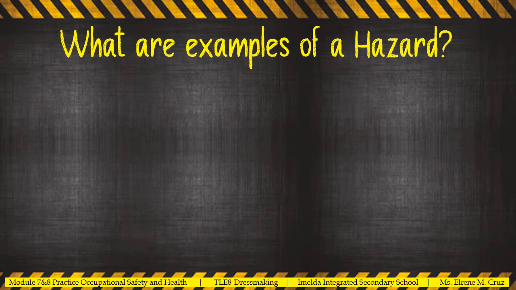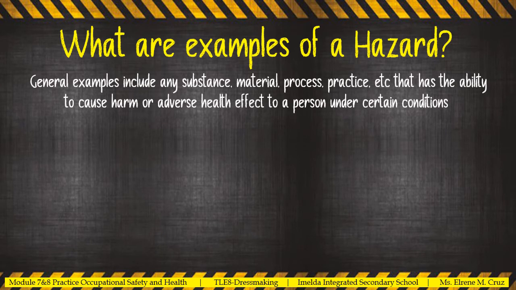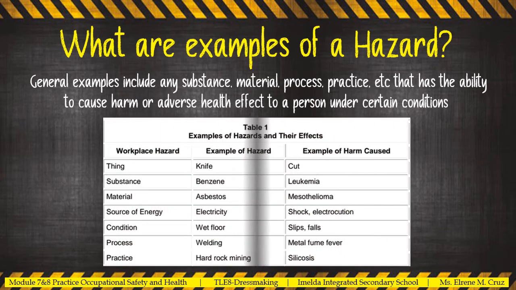What are examples of a hazard? General examples include any substance, material, process, practice, etc. that has the ability to cause harm or adverse health effect to a person under certain conditions. In this table, here are the examples of hazards and their effects.